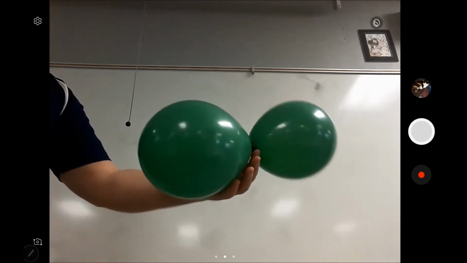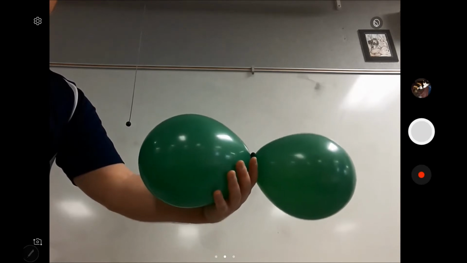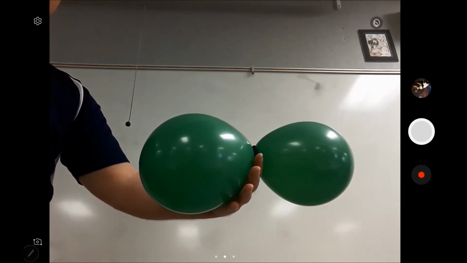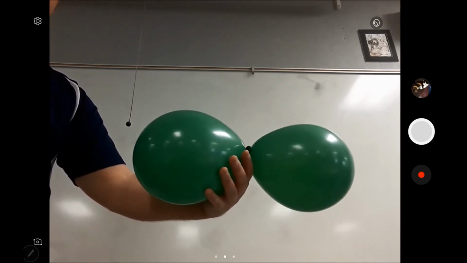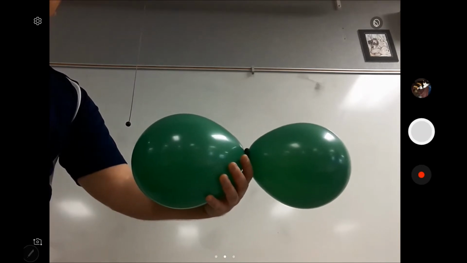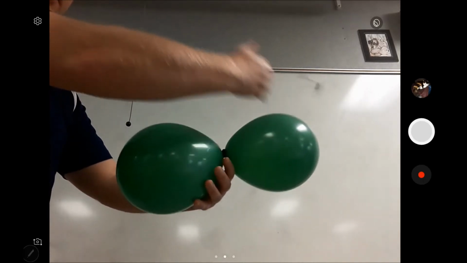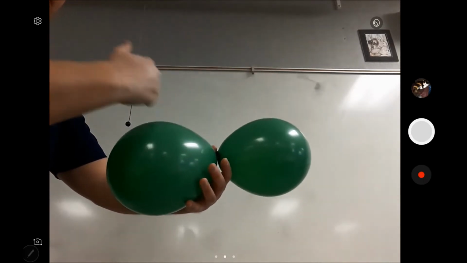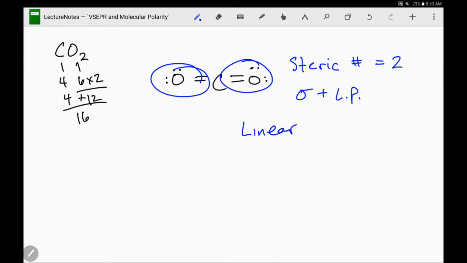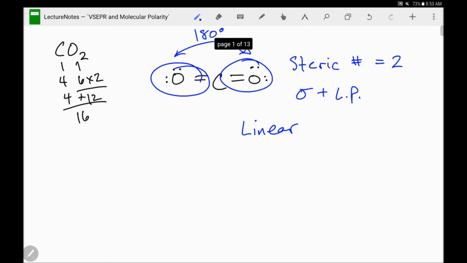So let's tie them together and see what shape they make. So the shape that they make is this. Two things trying to get as far away from each other as possible orient themselves on either side of a line. We call this shape linear, and we call this bond angle 180 degrees, because it's 180 degrees from one molecule to the other. So this is linear, and then the bond angle here is 180 degrees. Okay, so far so good.